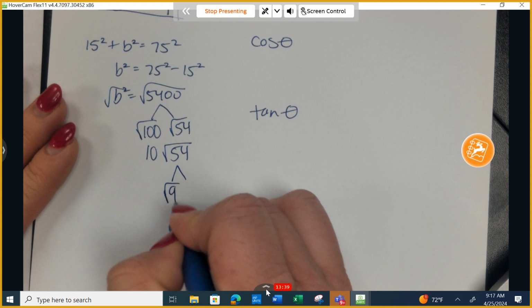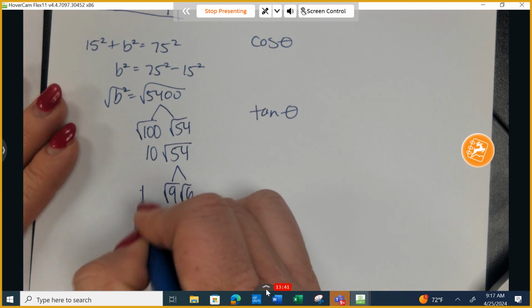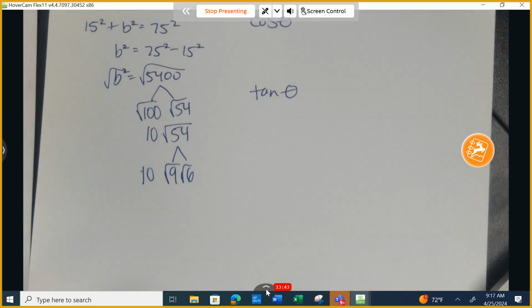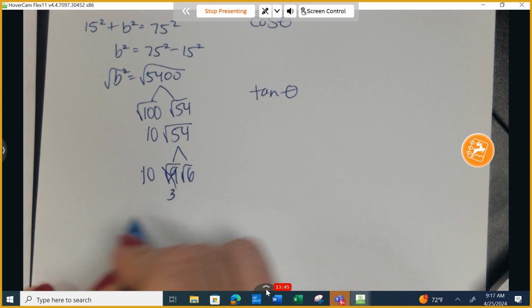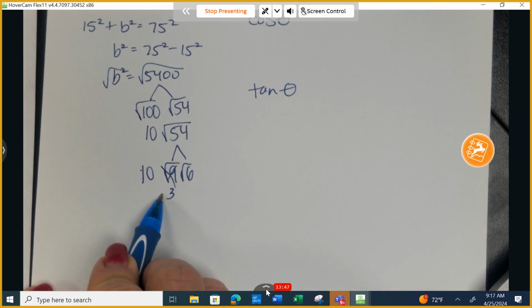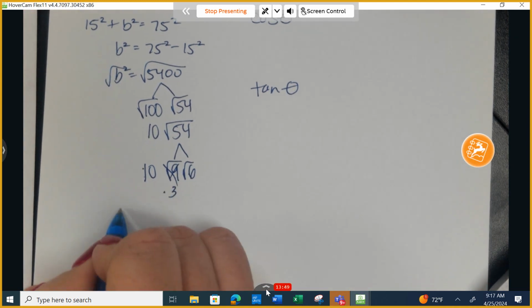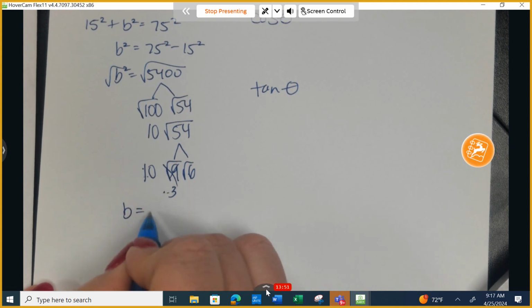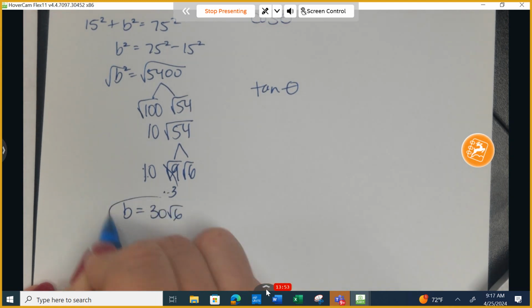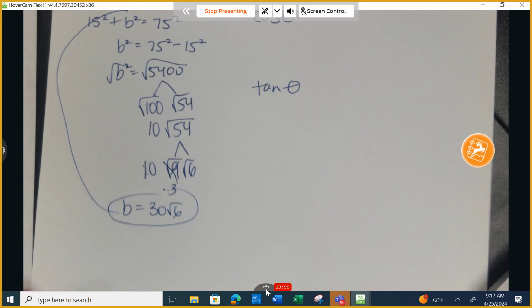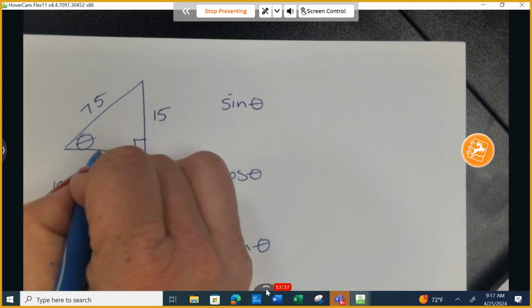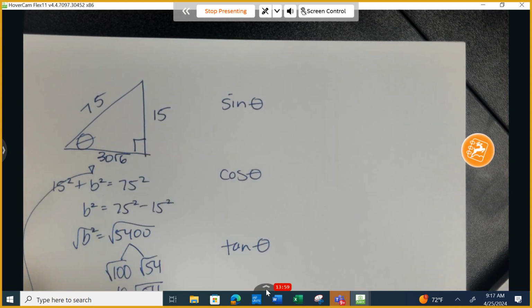This breaks down to the square root of 9 and the square root of 6. Now, is it necessary for us to do this? Yeah, it's necessary. The square root of 9, I'm going to be lazy, is 3. So I have 10 times 3 times the square root of 6. So B is equal to 10 times 3 is 30. This is what B equals: 30 square roots of 6.